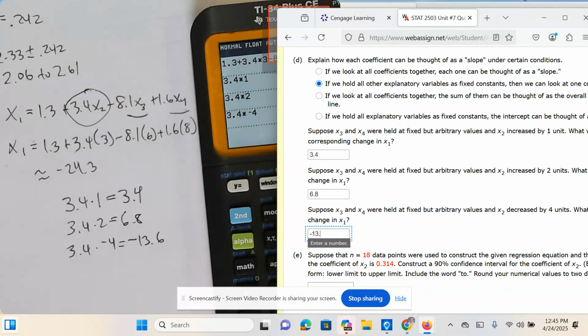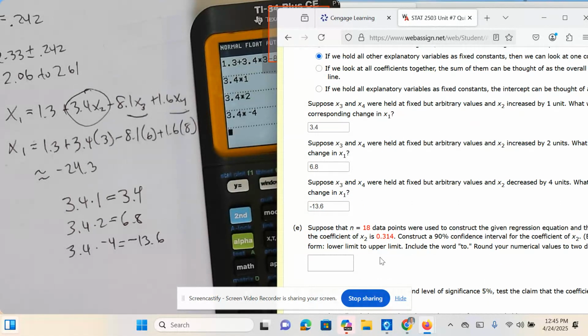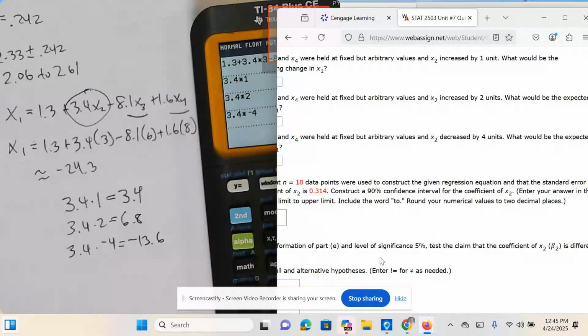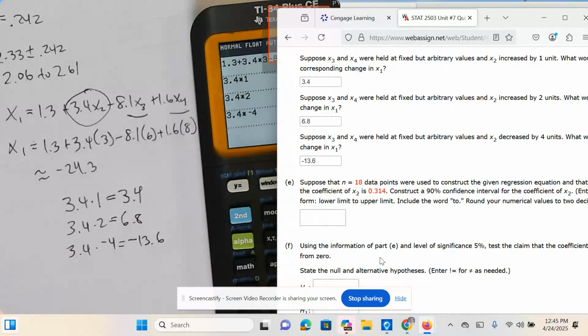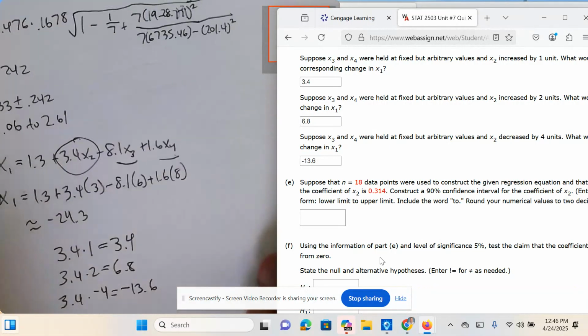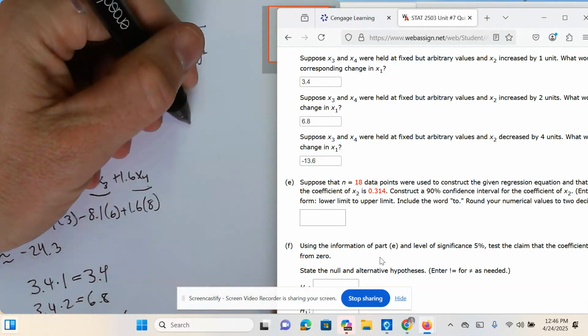Okay. Now, suppose that n equals 18 data points were used to construct the given regression equation, and the standard error for the coefficient is 3.14. Construct a 90% confidence interval for x2. To do the confidence interval, what you're going to have to do first off is, let's go ahead and write down the formula.